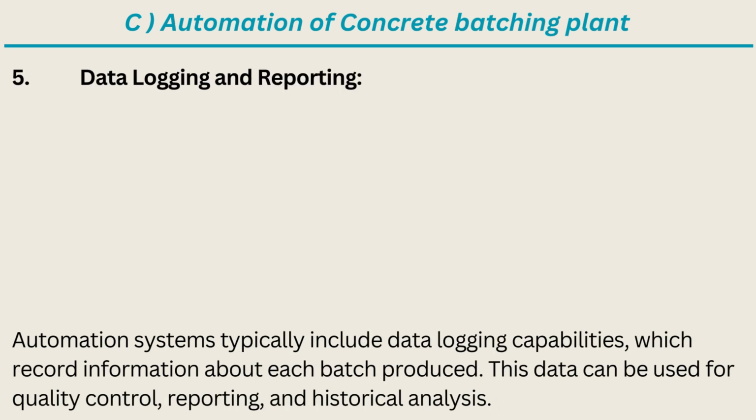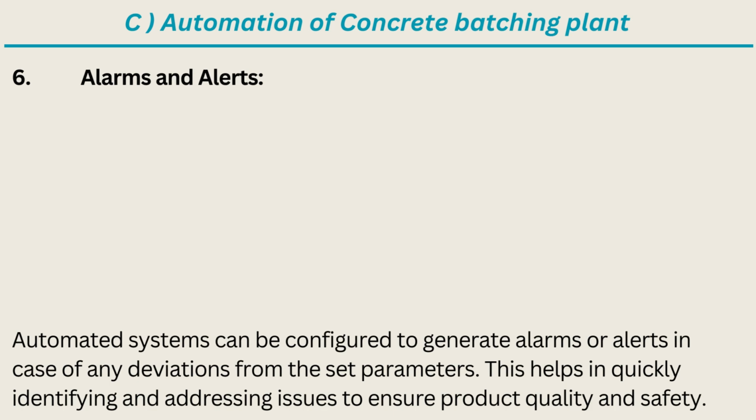5. Data logging and reporting. Automation systems typically include data logging capabilities, which record information about each batch produced. This data can be used for quality control, reporting, and historical analysis. 6. Alarms and alerts. Automated systems can be configured to generate alarms or alerts in case of any deviations from the set parameters. This helps in quickly identifying and addressing issues to ensure product quality and safety.